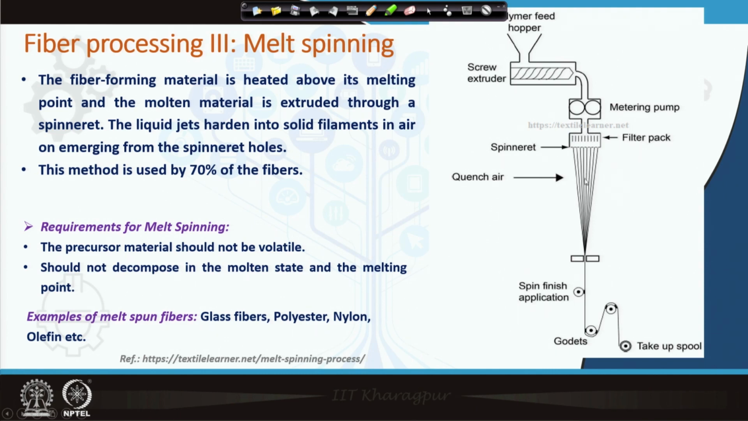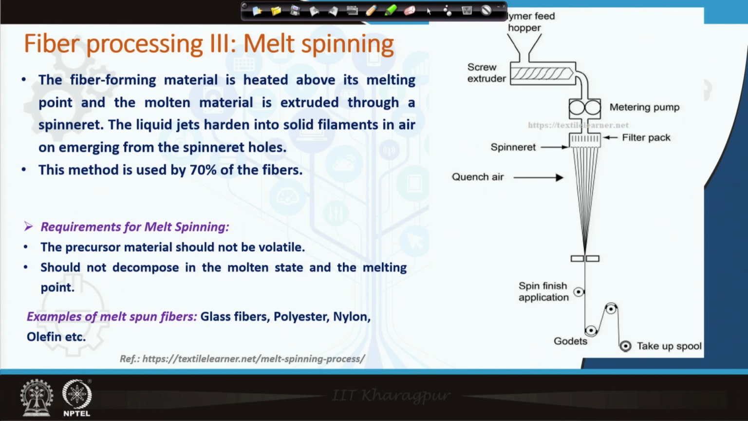at a very high velocity, and you have an evacuation chamber where the molten material gets solidified to give you solid fibers. So, the fiber material is heated above its melting point and the molten material is extruded through a spinneret. The liquid jet hardens into solid filaments in air on emerging from the spinneret holes.